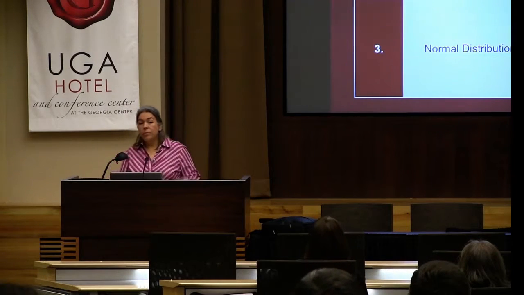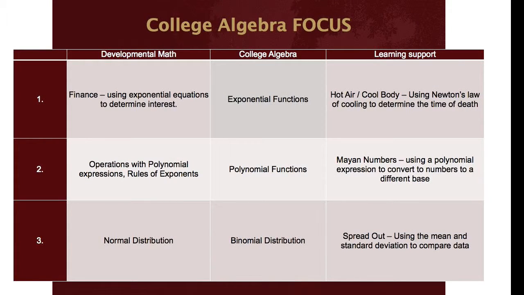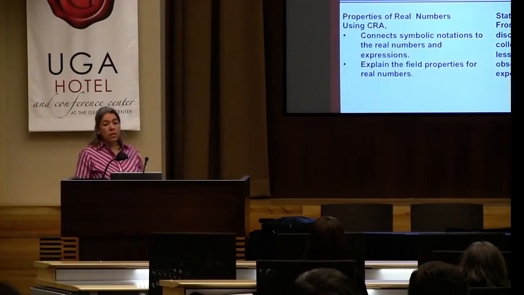So we have three bands. College Algebra Focus. Here's an example of the College Algebra Focus, so you can sort of see how these topics come together. For example, in row 2, you'll see operations with polynomial expressions and rules of exponents. That's what we talk about in developmental math, so that we're ready to receive and engage in information regarding polynomial functions. And in the learning support, we do an activity that talks about the Mayan numbers and using polynomial expressions to convert numbers to different bases.